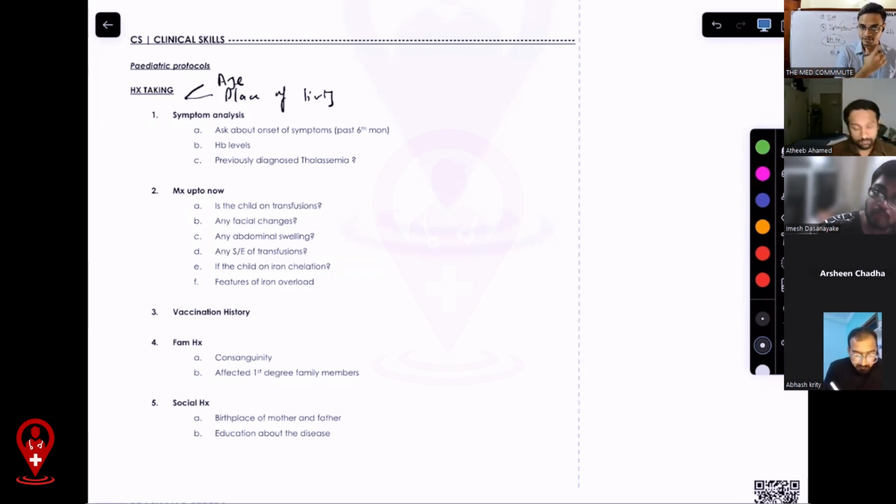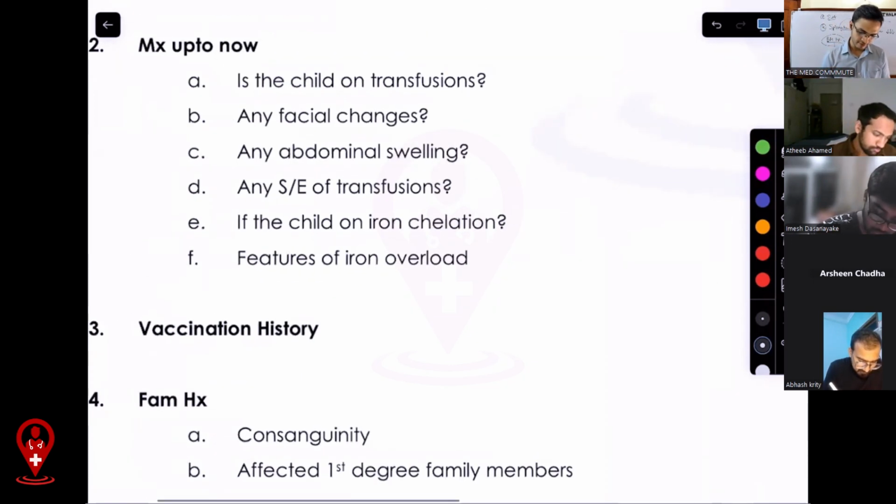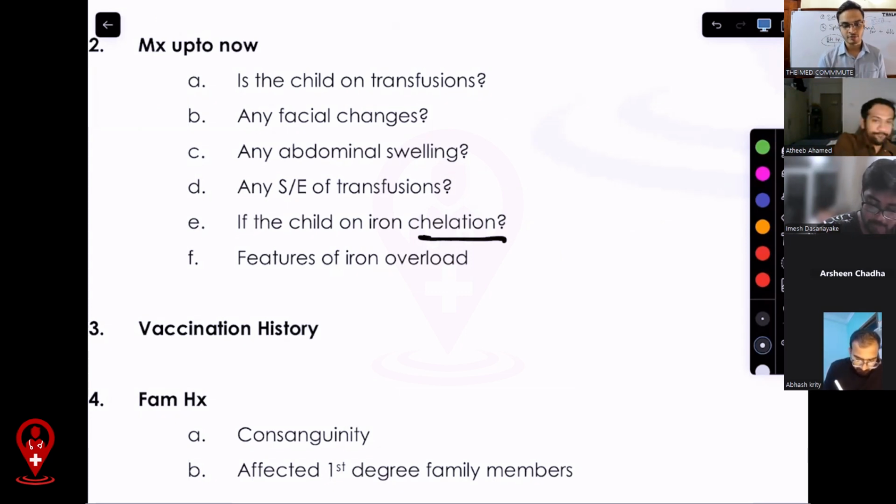Is the child on iron chelation? Again, why? Because of the hepatomegaly. Here, guys, what I want you all to understand is that we usually start the child on chelation after about 10 transfusions. After about 10 blood transfusions, that is when the child usually requires chelation. That is an important point there. Then the next thing, any facial changes, any abdominal swelling, any side effects of the transfusion. Yes, you have to ask all of these. Any recent infections that the child has got? You can also ask, have they done a splenectomy? In the history, you can ask, have they done a splenectomy?